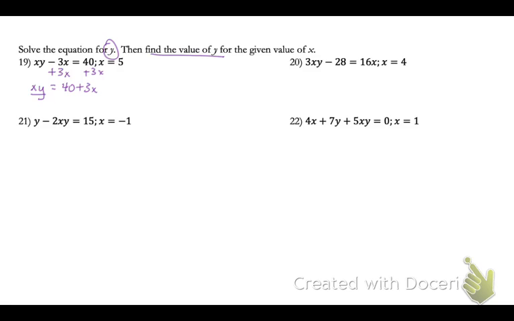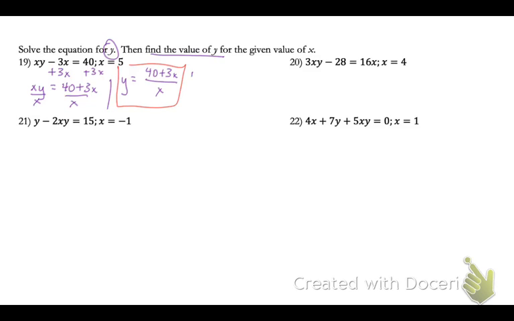So notice I moved the 3x over. So I get 40 plus 3x on the right side of the equal sign. Now I'm going to divide by x so I can get y by itself. So y will equal 40 plus 3x over x. That's my first answer. Okay, that is the equation rewritten in y equals form.